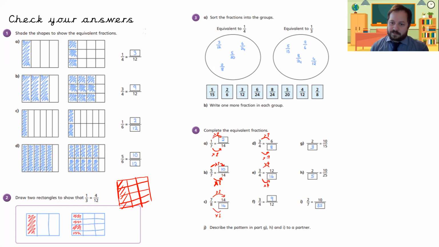You get the pattern. Whatever we do to the top, we must do to the bottom. Times by 3, times by 3, times by 5, times by 5. And that's the pattern. That's the easiest way to think about it. Do the same to the top as you do to the bottom. The pattern on G, H, and I are all times by 5 in order to find it. That's how we find the equivalent fractions.